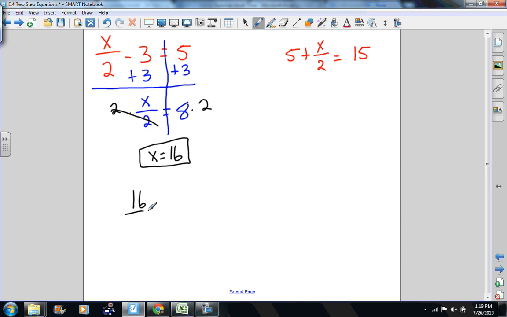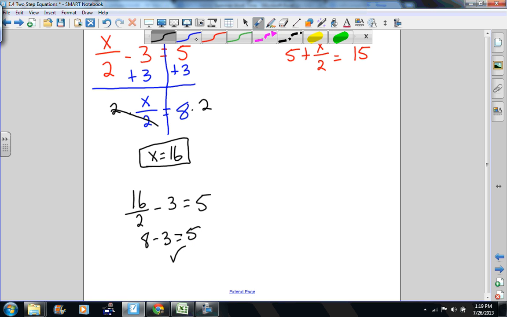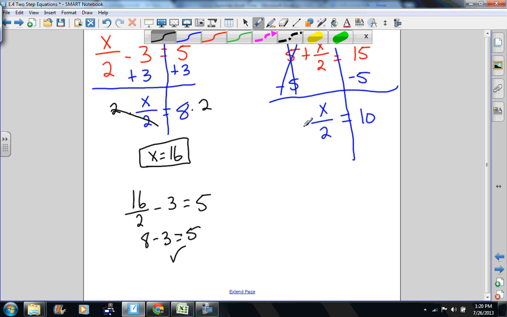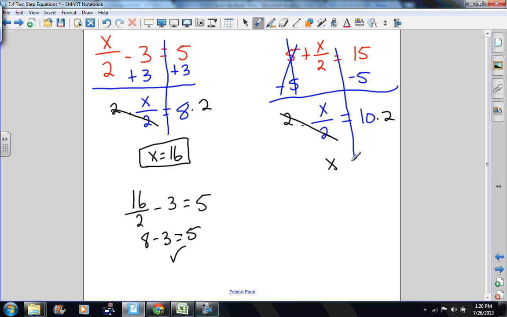To check, we go 16 divided by 2 minus 3 is equal to 5. So it becomes 8 minus 3 is equal to 5, and that is correct. Now the order changes a little bit here on the right, but the problem's still the same. We are going to subtract 5, because that's a positive 5, from both sides. So we get x divided by 2 is equal to 10. Multiply by 2 on both sides. So we get x equals 20.